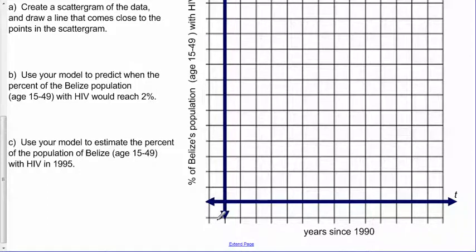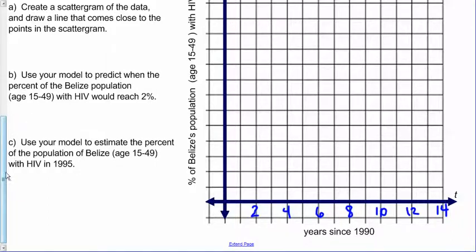So years since 1990. At the origin it's 0, and we're going to scale by ones, but I'm only going to label every other line. So there's 1, here's 2, 3, 4, 5, 6, 7, 8, 9, 10, 11, 12. We can go all the way out to 14 there if we wanted to. So I'm scaling by ones, but notice I'm just labeling every other line. It's a little bit faster, and I also think it makes the graph a little easier to read.